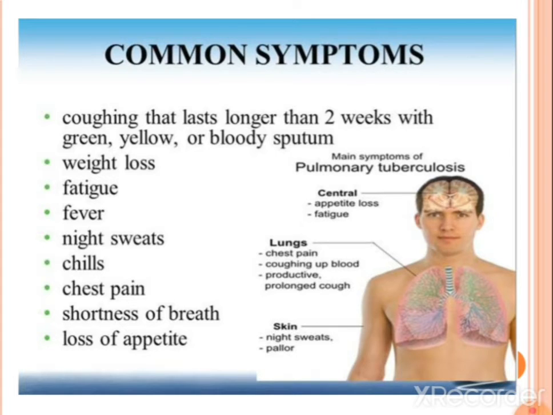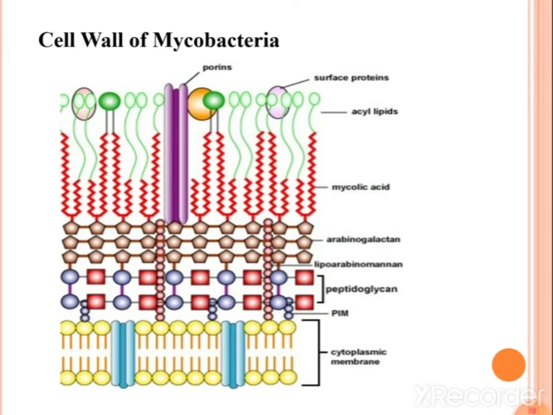Here a pictorial diagram is given showing the main symptoms of pulmonary tuberculosis. In the central system, appetite loss and fatigue will be there. In the lungs, there will be chest pain, coughing of blood, and a productive prolonged cough, meaning a cough for a long period of time with green, yellow, or bloody sputum. Then on the skin, night sweat and pallor. These are the basic common symptoms of tuberculosis.